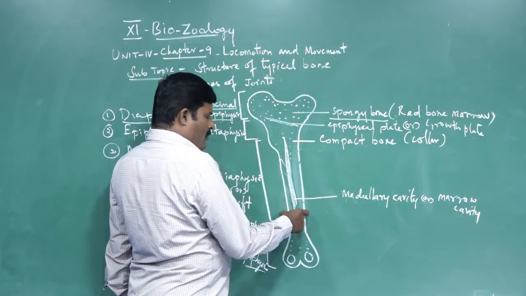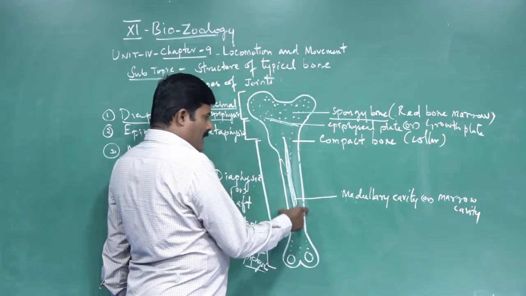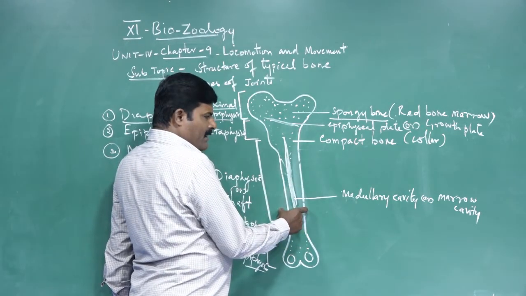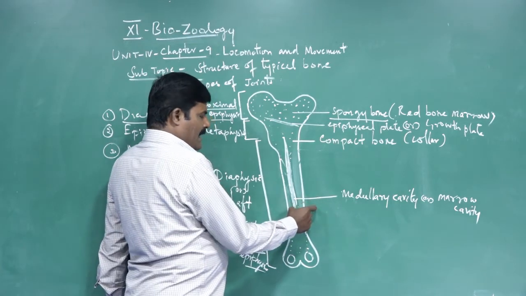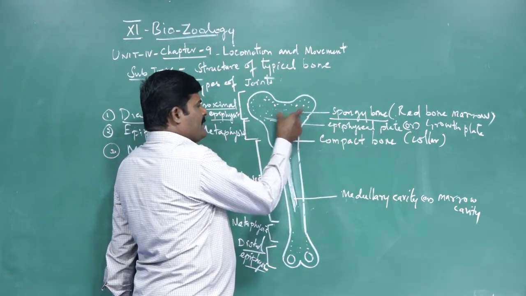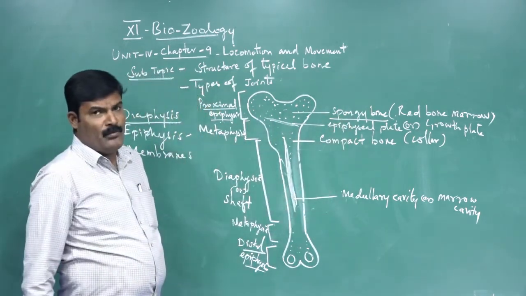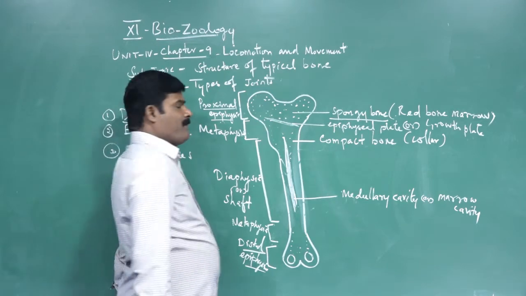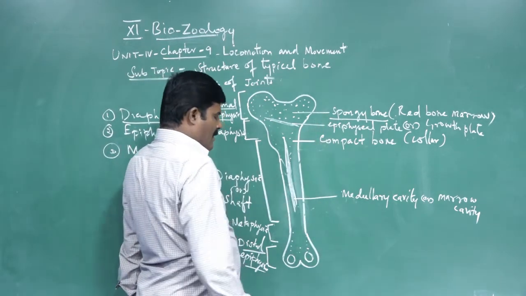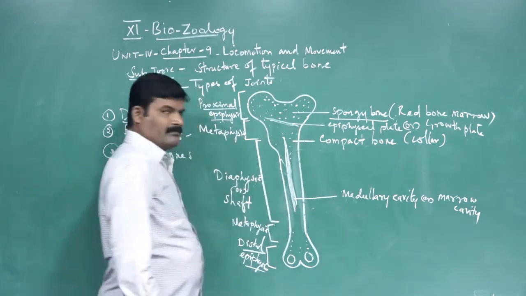The medullary cavity, otherwise called the marrow cavity, is present in the interior of the diaphysis, the central part of the bone. It contains yellow bone marrow. In the interior of the epiphysis there is a spongy structure containing red bone marrow, which synthesizes the RBC cells.